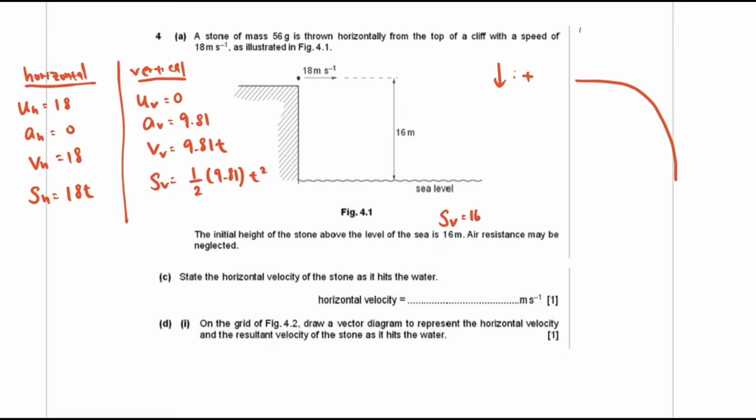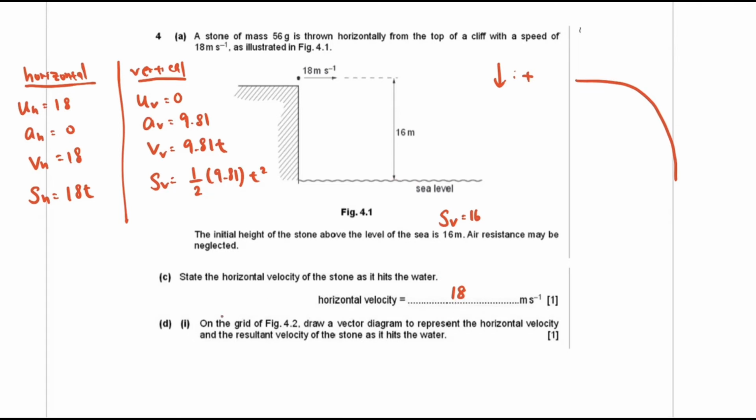Air resistance may be neglected. State the horizontal velocity. Horizontal velocity is 18, so 18 as it hits the water. No matter initial or final, it is just 18 only. Final is just before it hits the water. It's also 18.